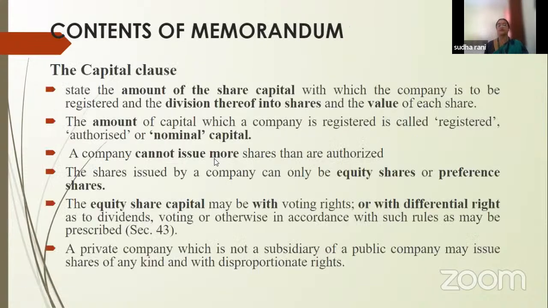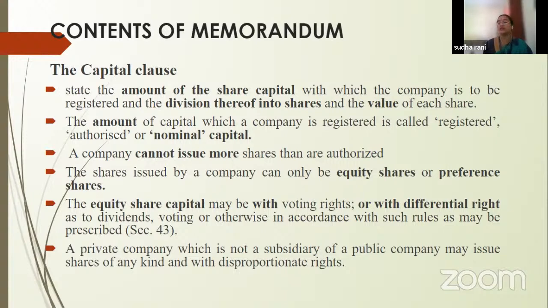Next one is the capital clause. Under this clause, the company will give the details of its capital, that is, the total amount of capital required for the business. The total capital required is said to be authorized capital, nominal capital or registered capital. With this amount of capital the company gets incorporation, and it is not necessary that the company raises the entire capital at a time. Whenever required, it will raise it. But the total authorized capital it has to give.